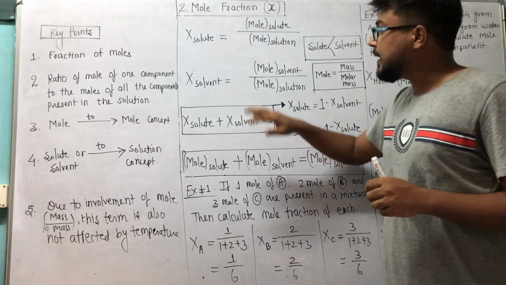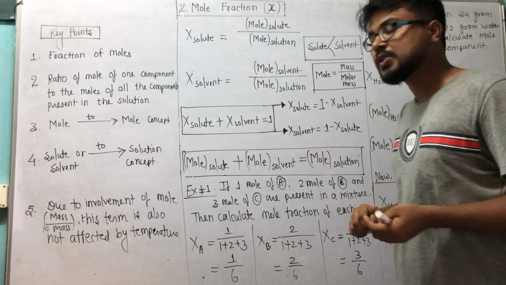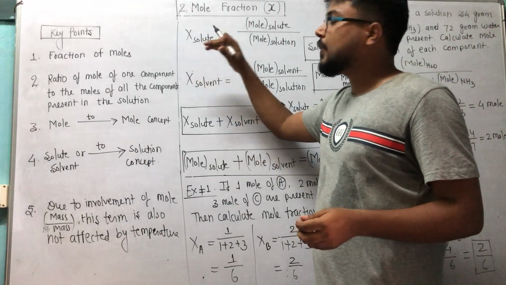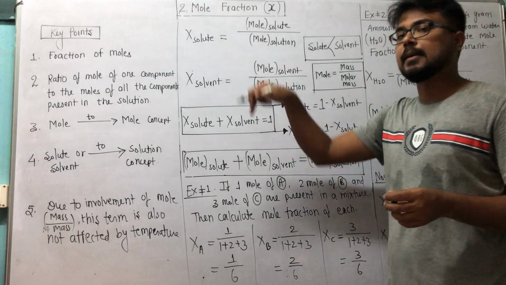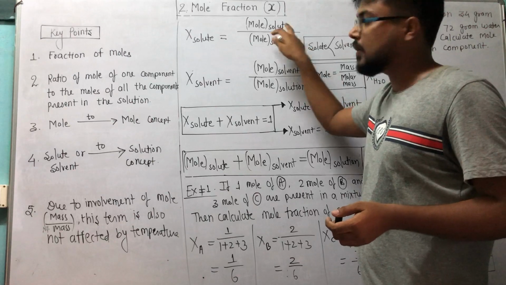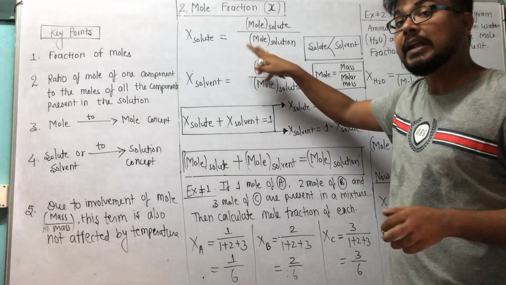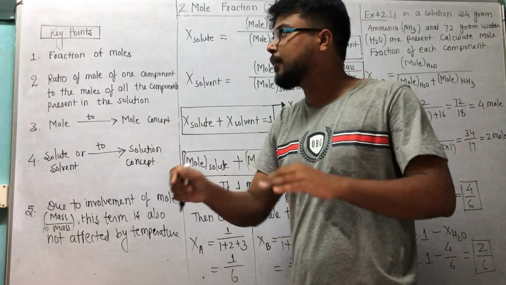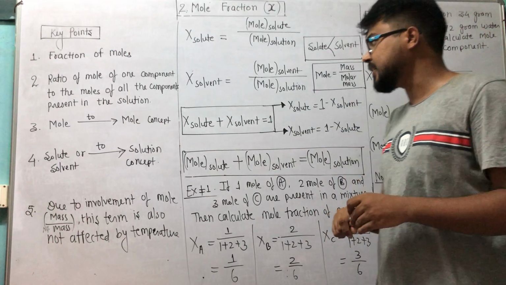So the mole fraction of solute is equal to nothing but moles of solute divided by moles of solution. For X solvent, the mole fraction is moles of solvent divided by moles of solution. So whatever we have to calculate the mole fraction for, we have to put the value of the moles of that component. Suppose for the mole fraction of solute, I will take moles of solute. Suppose for the mole fraction of solvent, I will take moles of solvent, divided by total moles as per the definition: ratio of moles of one component to the moles of all the components present in the solution, correct?